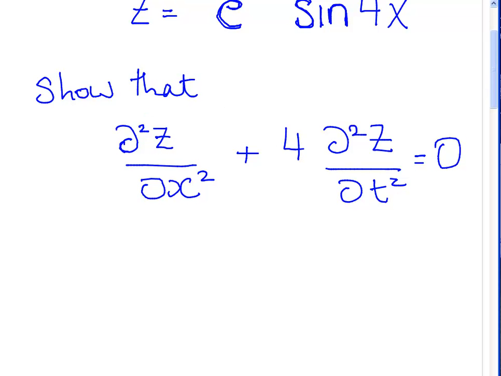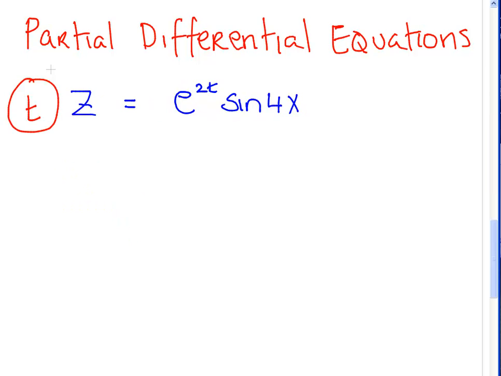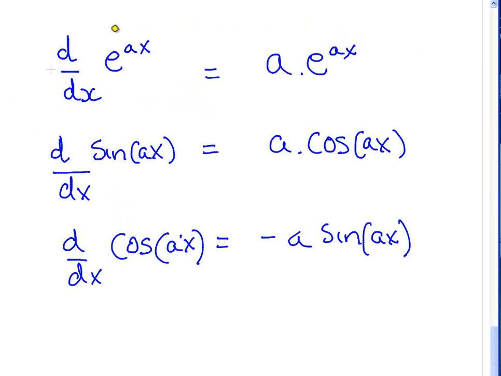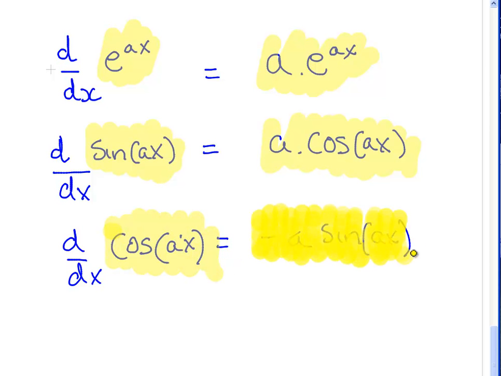Now before I go any further, I have a few notes. I have a bit of this prepped already. The derivative of e to the ax is a times e to the ax. The derivative of sine ax is a cos ax. And the derivative of cos ax is minus a times sine ax.